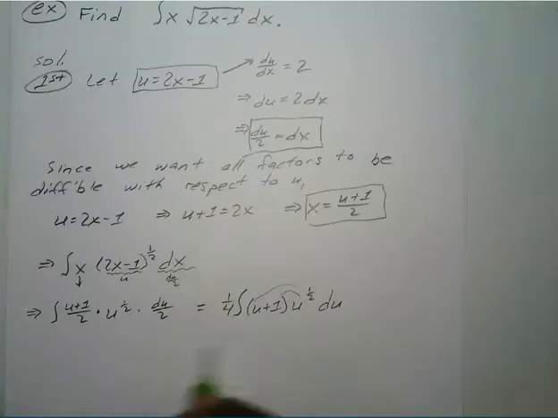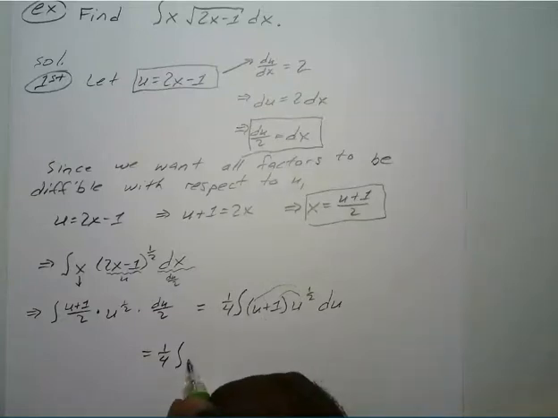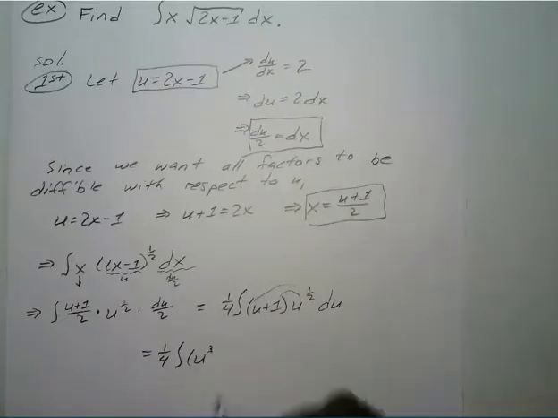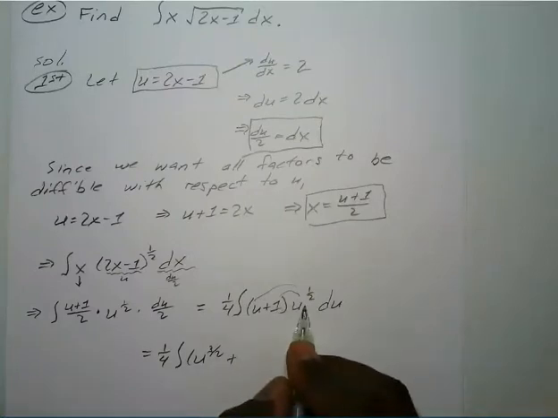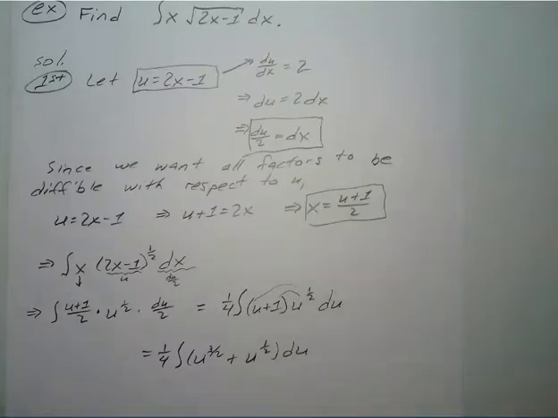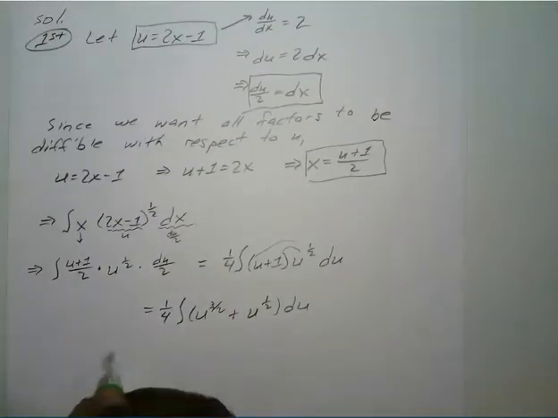So that's going to equal 1/4 times the integral of u to the 1/2 times u to the first power, which is just u to the 3/2. So I have u to the 3/2. Don't really need that little parenthesis there, but I'm going to do it anyway. Plus 1 times u to the 1/2 power is just u to the 1/2 power, du. Okay, so we no longer have multiple factors. We have all just separate terms. So now we just integrate each term like we normally would with respect to u.